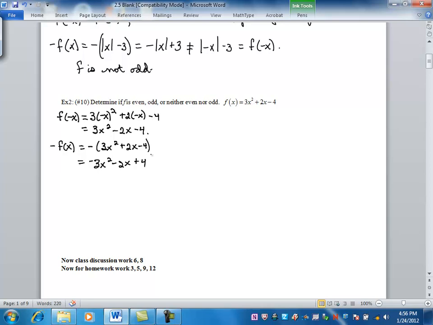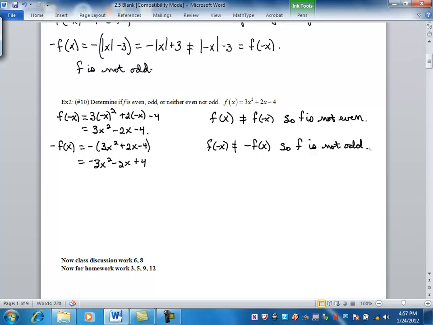Now let's see, we know that if a function is going to be even, then f of x would have to match f of negative x. And we notice that is not the case here. F of x does not match f of negative x, so f is not even. And let's see here, f of negative x, does that match up with the opposite of f of x? Well, no, it does not. So f is not odd either.